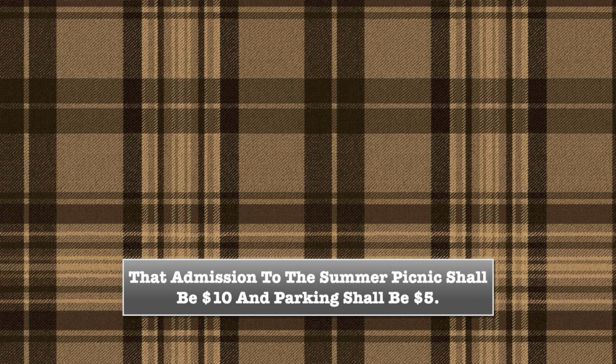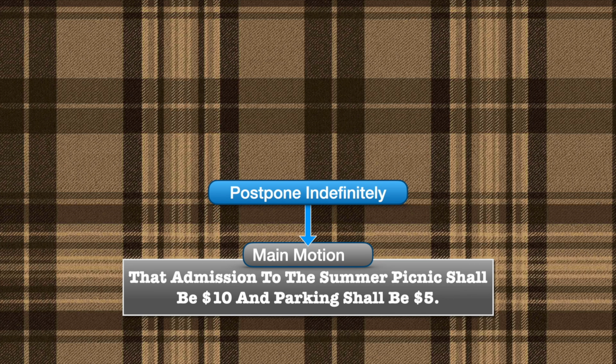Let's say a motion is being considered that admission to the summer picnic shall be $10 and parking shall be $5. And let's say it is moved and seconded to postpone this motion indefinitely. So the motion to postpone indefinitely is the immediately pending motion, which is simply a motion to kill the main motion for the remainder of the session. Therefore, the members are debating whether or not to kill the main motion.